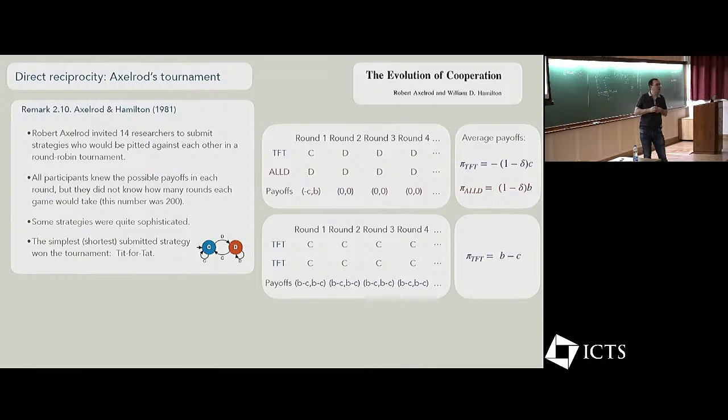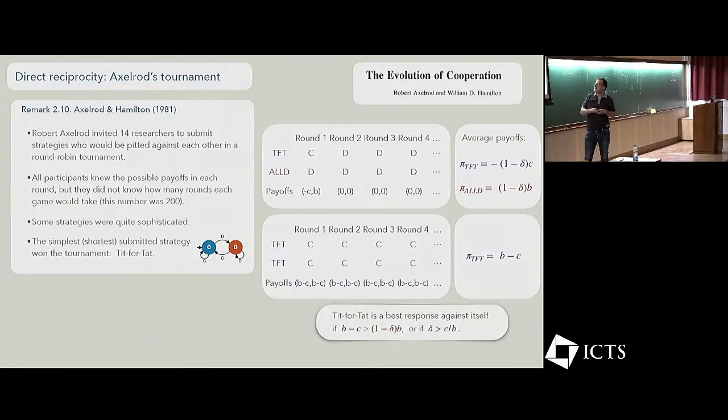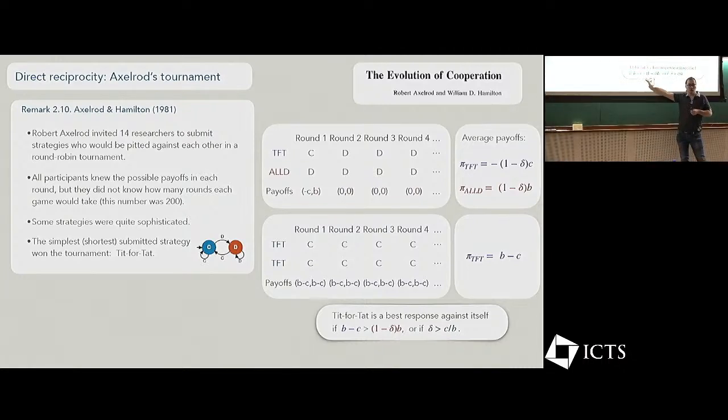Now if you want to know when tit for tat is a Nash equilibrium, or in this case rather, when tit for tat is a better response against itself than all D, you would need to compare this B minus C, which is what you get against tit for tat if you also play tit for tat, to this 1 minus delta times B. This is what you would get if you deviated and played all D instead. And so you would make this comparison. Tit for tat is a better response against itself than all D if this inequality holds.